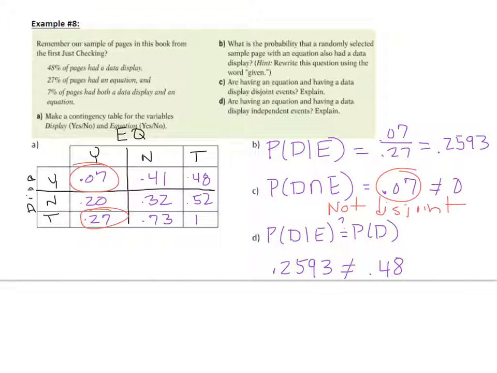And then finally, whether or not they are independent. So we might as well use one of the values we already have, the probability of display given equation, and whether or not that equals the probability of display. The probability of display is over here at 0.48. And we see that those two values, 0.2593 and 0.48, are not equal to each other. So these are not independent. Knowing that there is a data display or an equation on a page changes the likelihood of the other type of display being on the page as well.